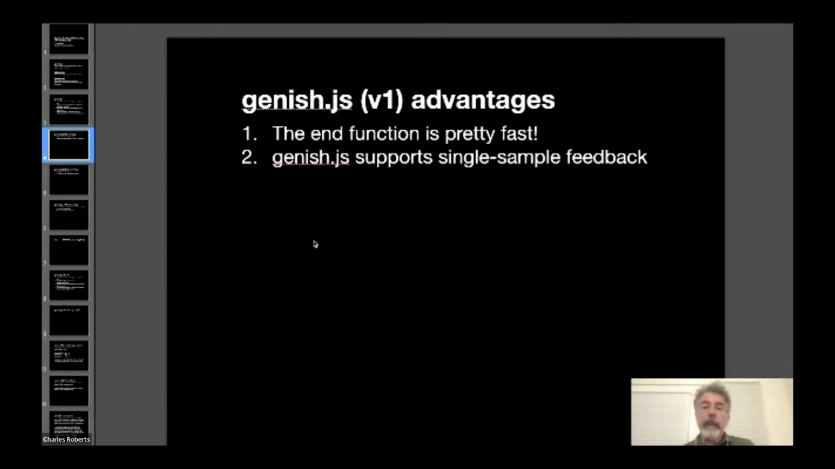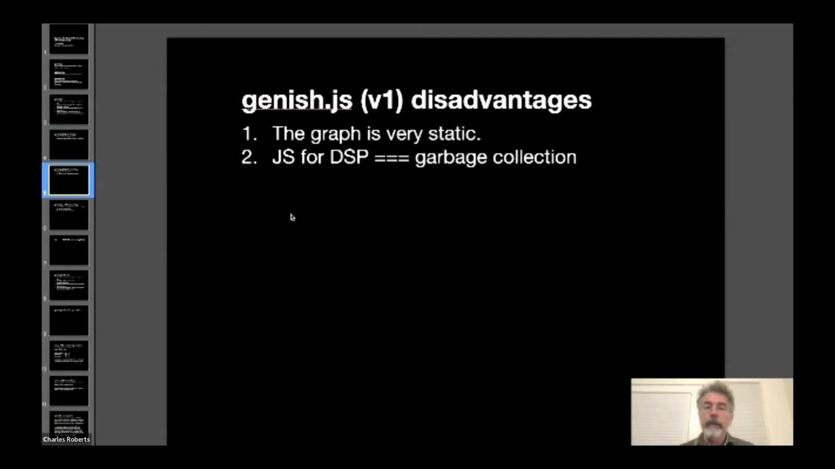And so this has a couple of advantages. The end function can be pretty fast. And so yeah, in a 2017 paper I presented at WAC, I had results that were on par in certain situations with the native nodes. In other situations, the native nodes blew it away. But in some cases, it can be really, really fast. And being able to support single sample feedback is really important for DSP and sample accurate scheduling as well. So those are some of the things that Genish had going for it that were great.